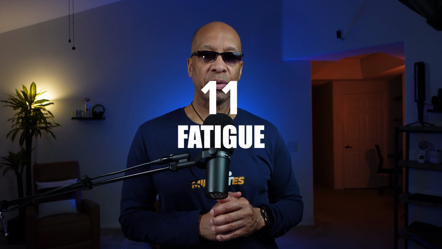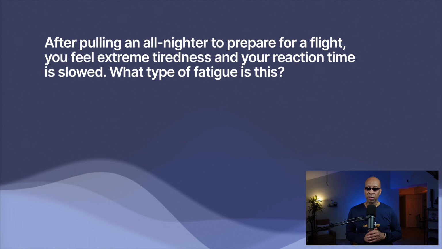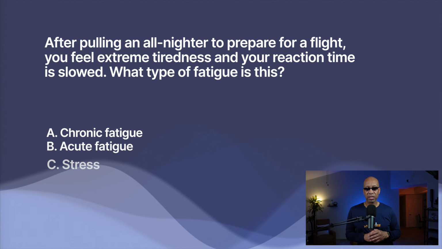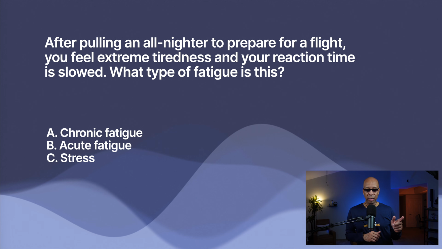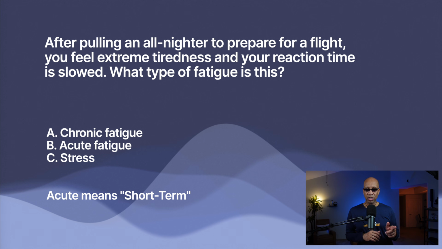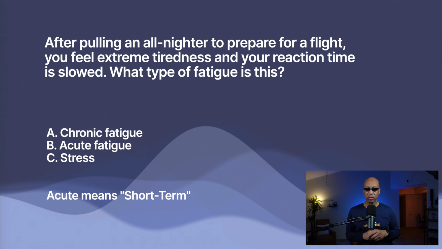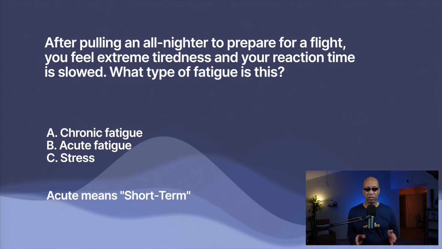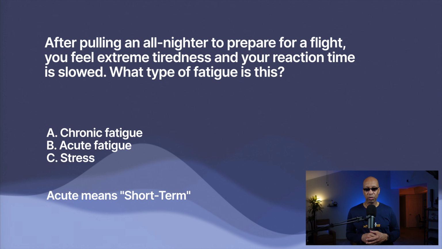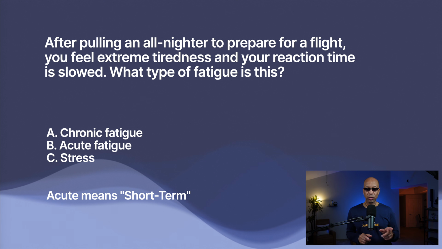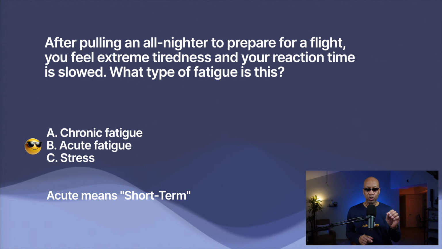Okay, number 11 has to do with fatigue. And here's the question. After pulling an all-nighter to prepare for a flight, you feel extreme tiredness and your reaction time is slowed. What type of fatigue is this? Well, the answers are A, chronic fatigue, B, acute fatigue, C, stress. Now, before I give you this answer, do you honestly know what the correct answer is? Half of you are saying yes, half of you are saying no, because if you didn't study this, then you'd just be guessing. And you don't want to guess on the Part 107 exam. You want to know the answer before you actually answer the questions. So here it is. The correct answer is B, acute fatigue.